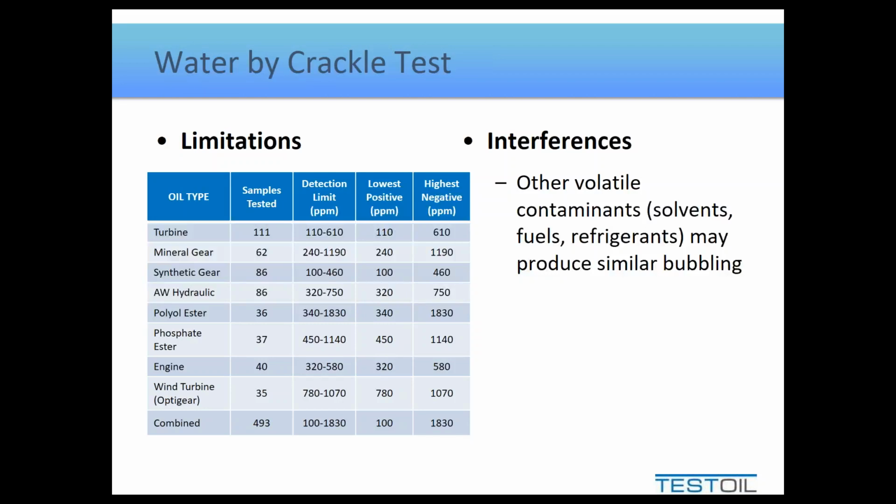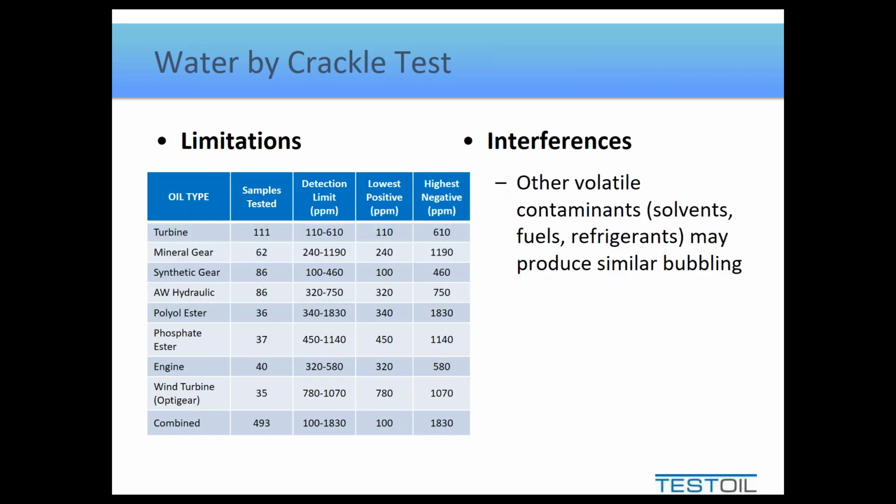I don't want to focus on the lowest positive, because yes, that may be the lowest result we could possibly get a positive crackle on. Rather, I'd look over towards the highest negative and understand that any value under that particular concentration of water could possibly produce a negative result. Therefore, the level of detection is somewhere closer to the highest negative than it is the lowest positive. But, to be fair, it's somewhere within that range.